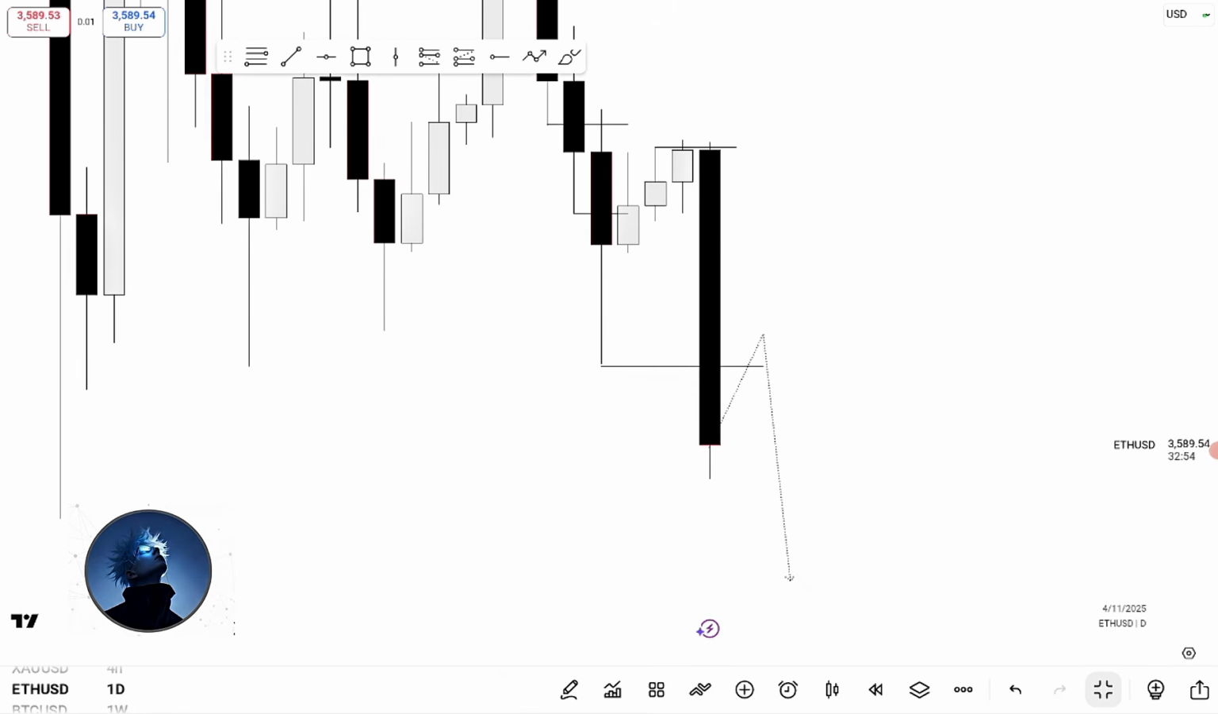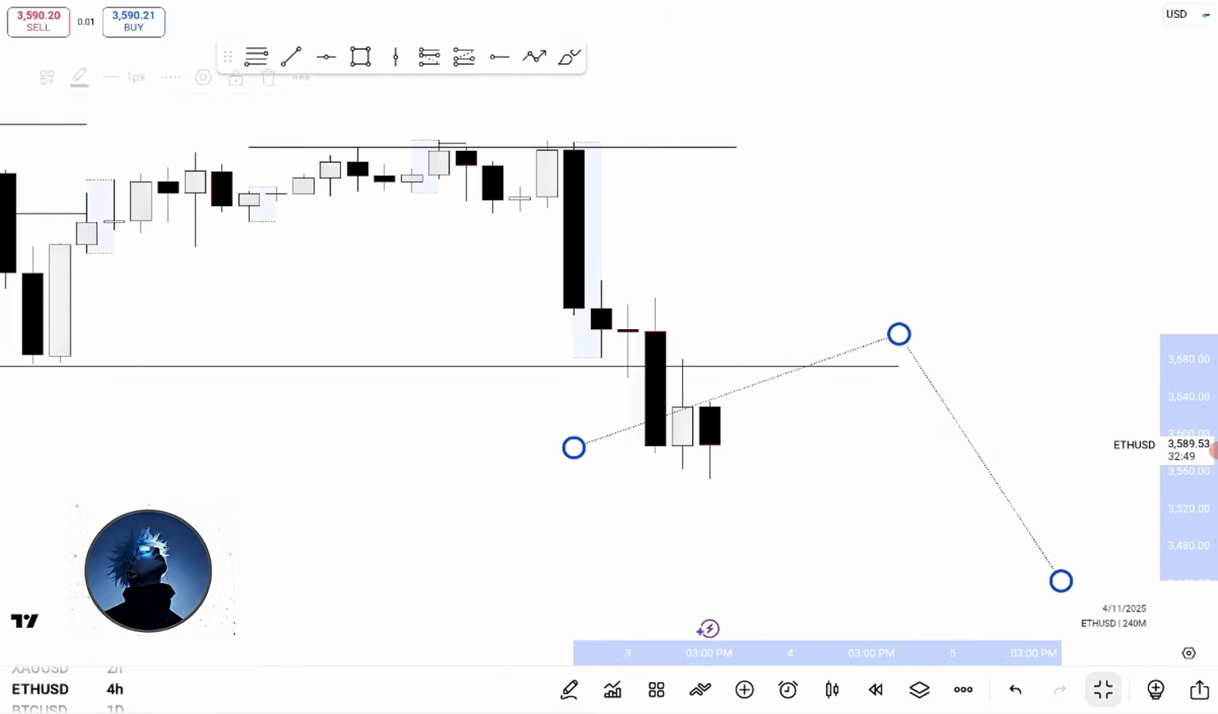Now because I'm expecting lower price, I don't go to my 4 hour time frame, because I prefer to treat the 4 hour as CRT.